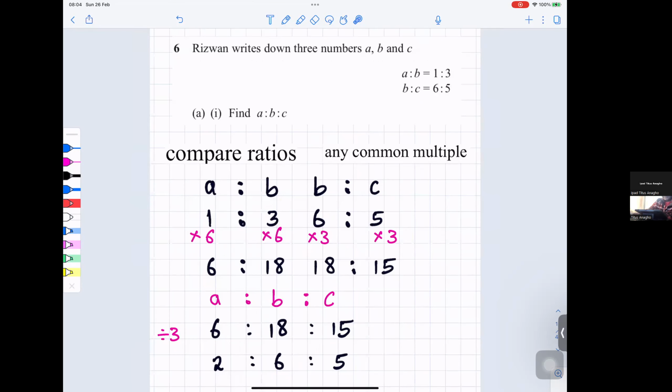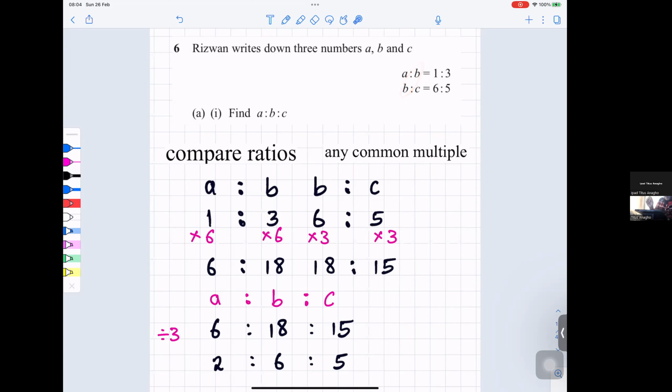Question number 6. Rizwan writes down 3 numbers, A, B, and C. A is to B is 1 is to 3. B is to C is 6 is to 5. Find A is to B is to C. What important thing to notice here is both of them have got B in them.